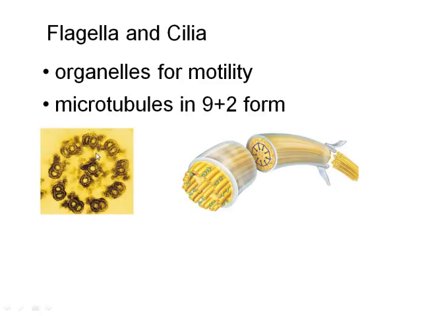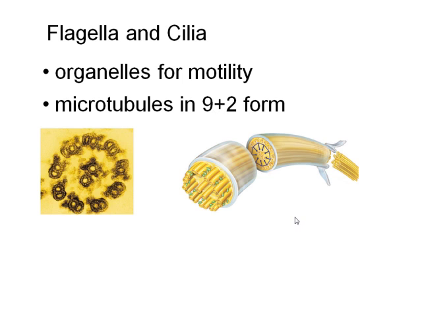Now, flagella and cilia are organelles that allow the cell to move in some way. They both have the same structure. They're microtubules in what's called the 9+2 form. There's 2 microtubules in the center, and then 9 pairs of microtubules arranged in a circle around that center too. Here they've sliced across one, and this is what it looks like under the electron microscope.